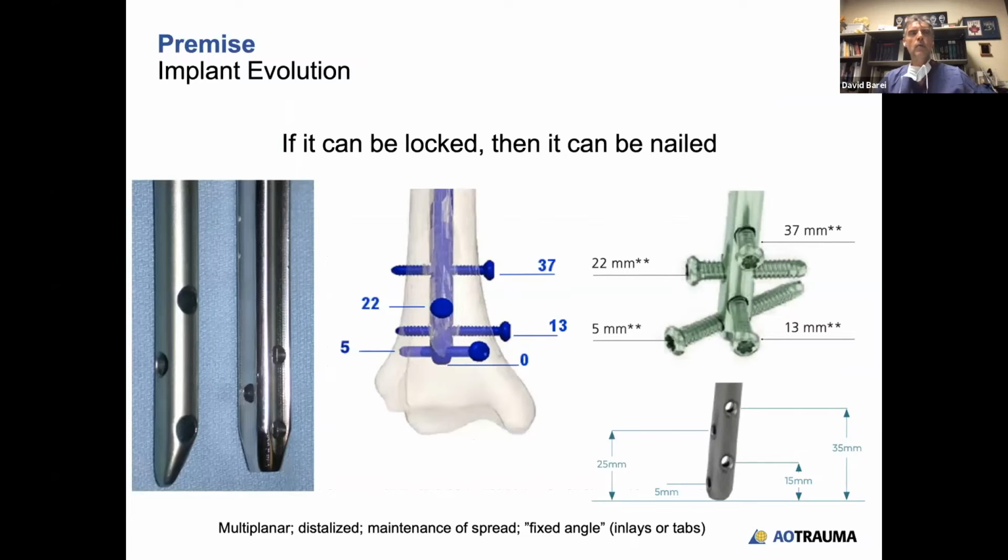And I think we wouldn't even be talking about this unless there was some evolution in the implant. Not so long ago, nails had a certain pattern of distal bolt placement. Then as it evolved, we had multiplanar options, so bolts going in different directions. They all got pushed down the nail a little bit, so you could start nailing really close to the tip of the nail, and the tip of the nail could then be put more distal towards the articular surface. And more recently, we have the ability to create some sort of fixed angle of your interlocks distally, either with inlays or with tabs or implant designs.